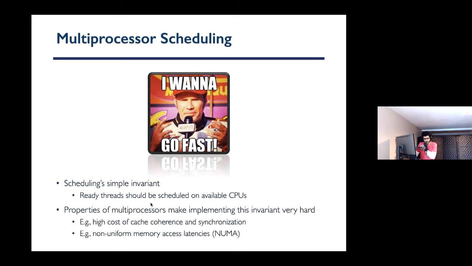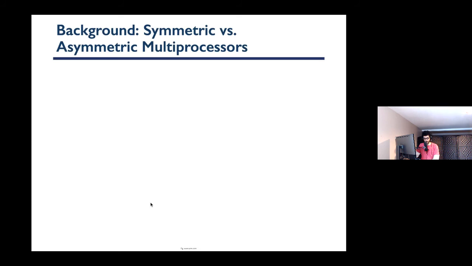The reason is mainly because of the modern architecture of multiprocessors. In essence, it boils down to the high cost of cache coherency protocols and also the non-uniform memory access latencies. I'll talk about both of them in detail. Actually, not in detail. Well, I'm going to scratch the surface.